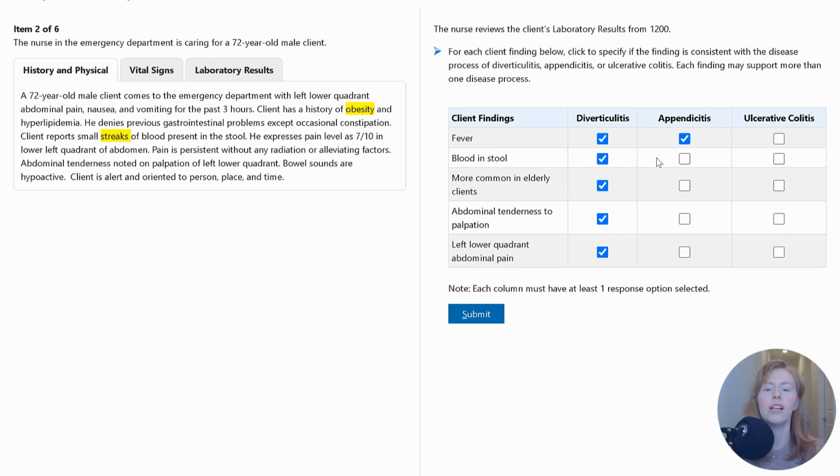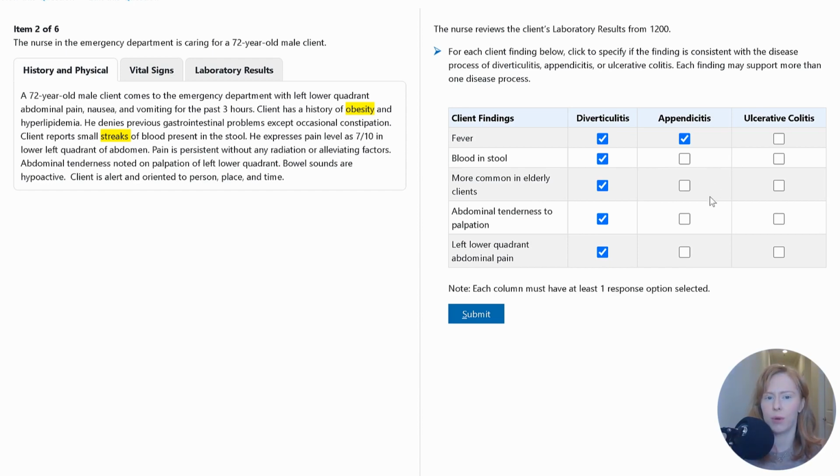Blood in the stool. So this is much further back in the GI tract. At this point, any stool passing by the appendix still has to go through your entire large intestine. So even if there might be a trace amount of bleeding at that site, you wouldn't see it as blood in the stool. And then being more common in elderly clients.